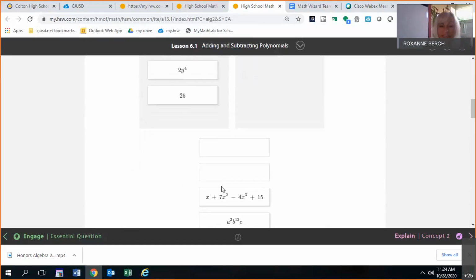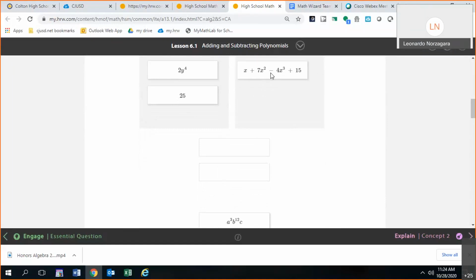All right, what do you guys think about this long thing? This is a sum. Do you think it's a monomial or not? No, that's a polynomial. Okay, I think you're right, but we'll check in a minute. Okay, what do you think about this guy? A cubed times b to the 12 times c. Do you think that's a monomial or not?